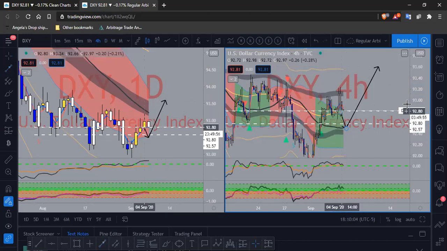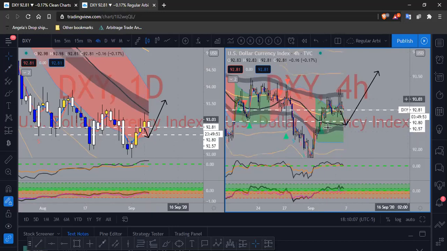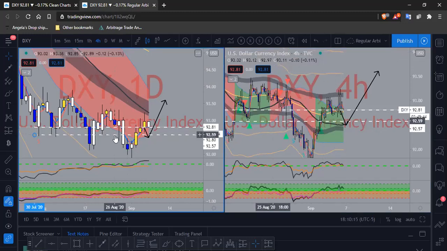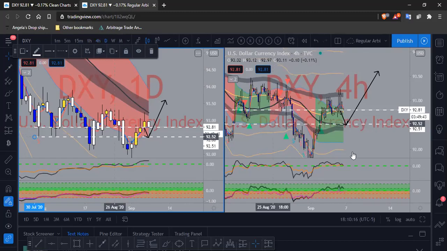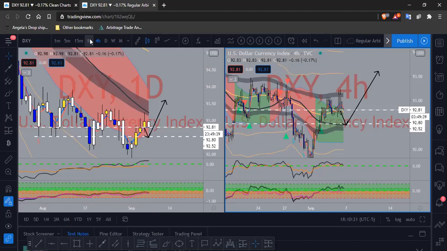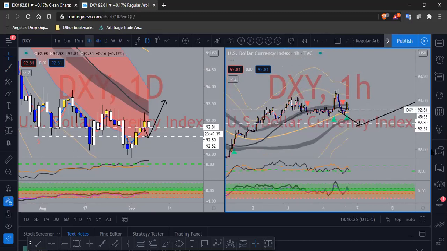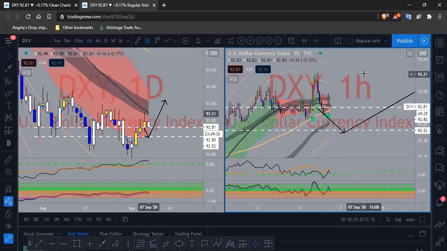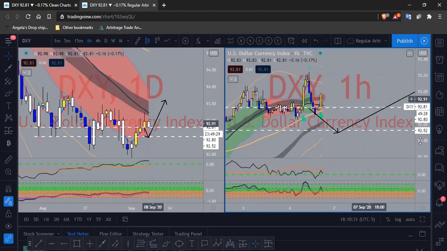So that's what I'm looking for on the DXY. But of course, you want to wait and see what happens. On the hourly time frame on the DXY, it looks kind of like price is under the RSI line.